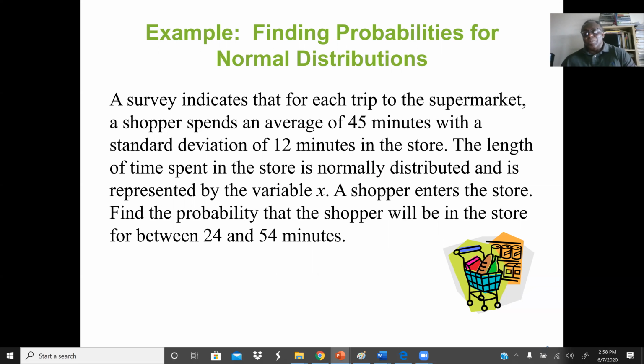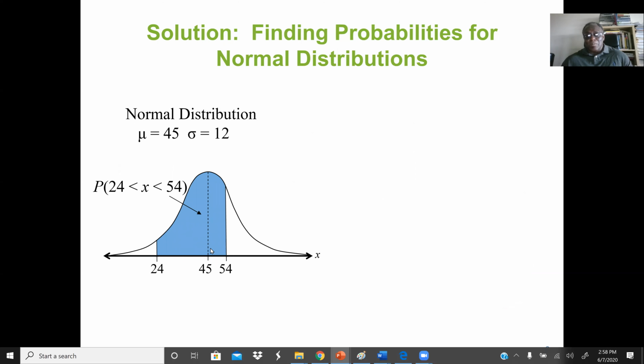If a shopper enters the store, find the probability that the shopper will be in the store for between 24 and 54 minutes. Since this data set is normally distributed, we will find the z-score for 24, then the z-score for 54. Then we find the probability of both using the standard normal table. After that, we find the difference of the two values because the area will be in the middle. Again, we will follow the steps here.